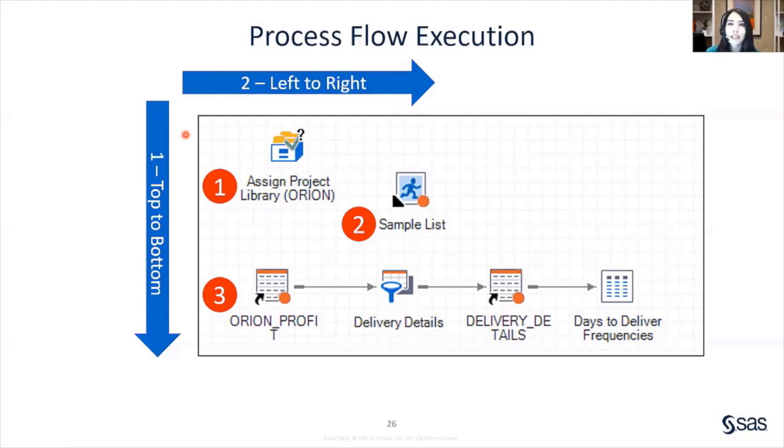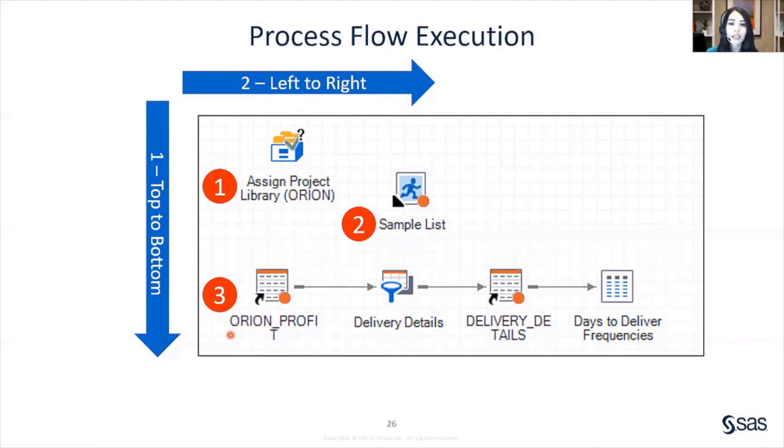In our example process flow here, the Assign Project Library wizard will run first because it's at the very top of the process flow. Second will be the Sample List SAS program because it's the second highest object. And then finally, everything in this third last row will be executed.